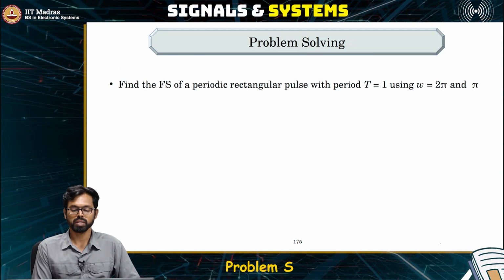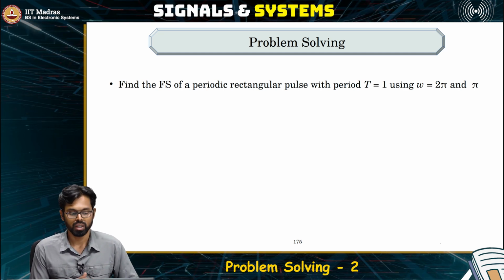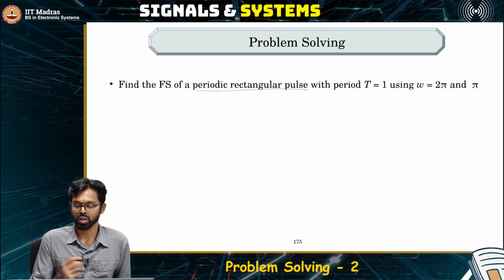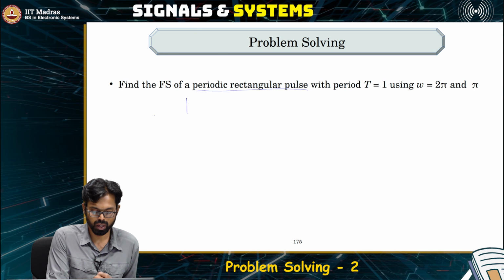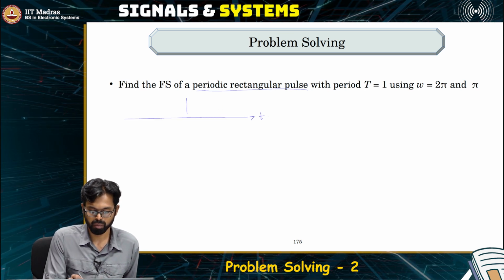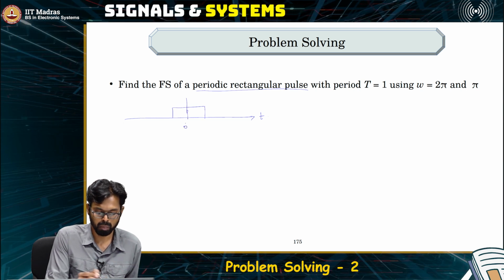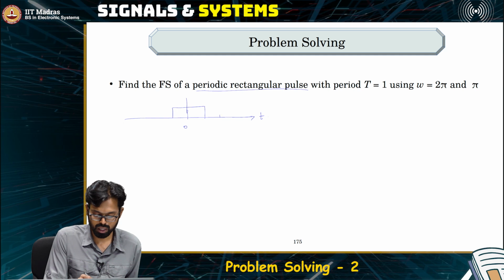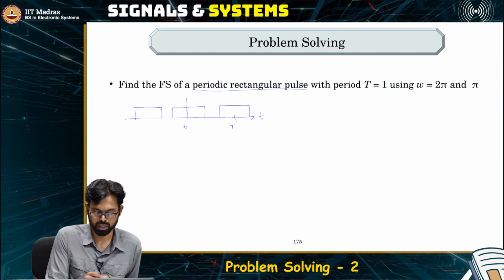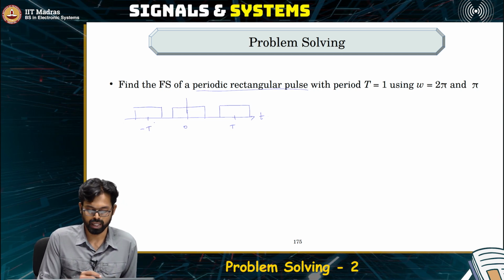So the next problem is something very similar to a problem which we have already solved. It says that a periodic rectangular pulse is given. So what is a periodic rectangular pulse? A periodic rectangular pulse looks something like this. So let's say the period is capital T. So if the period is capital T, then it repeats exactly after T seconds.